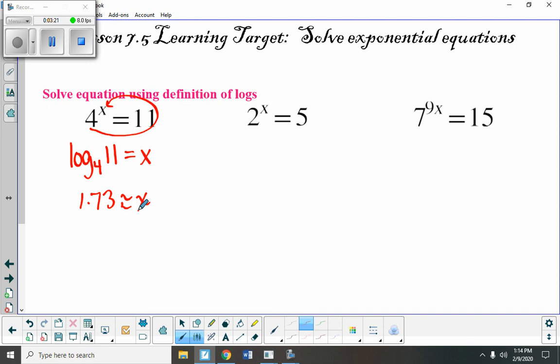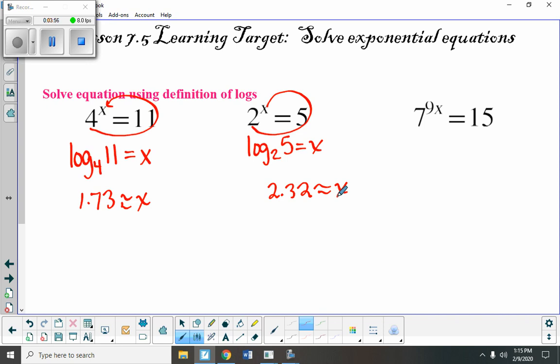Let's do another one. Again, we have an exponential. We can't solve it this way, and so we're going to write it in log form. So log base 2 of 5 is equal to x. Log base 2 of 5 equals x. And again, we'll use the change of base. So the log of 5 divided by the log of 2. And that is 2.32 is about what x equals.